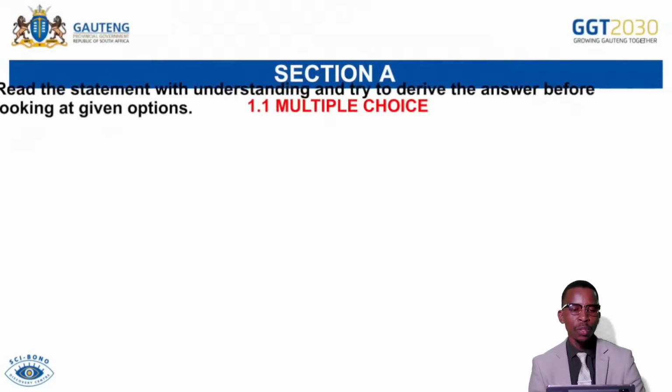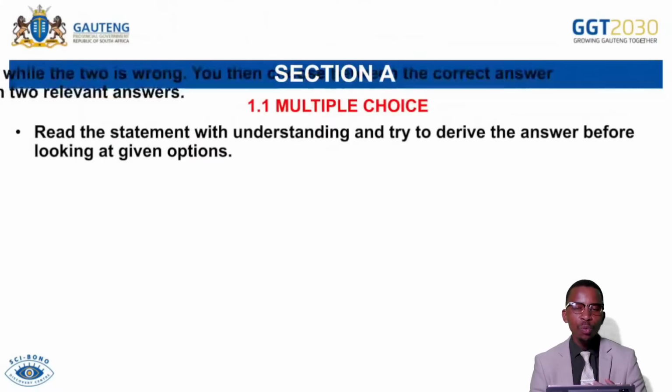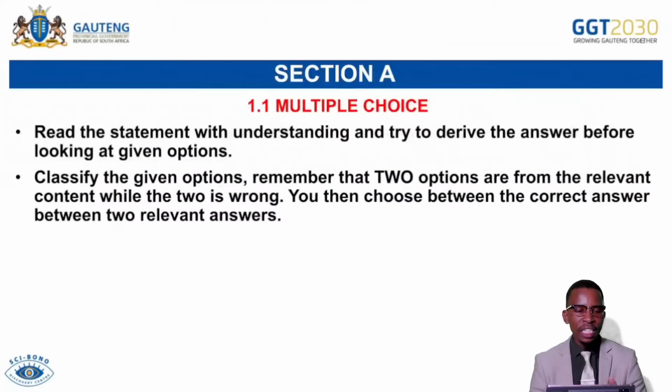So these are some examples of section A for multiple choice. As we start, read the statement with understanding and try to derive an answer before looking at the given options. That will help you. And then also classify the given options. Remember that two options are from the relevant content, while the other two are wrong. You choose between the two relevant ones. One is related, one is mostly correct. You choose the correct answer, not the related answer.